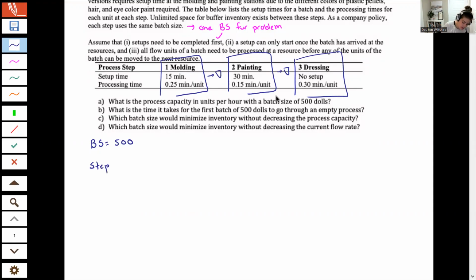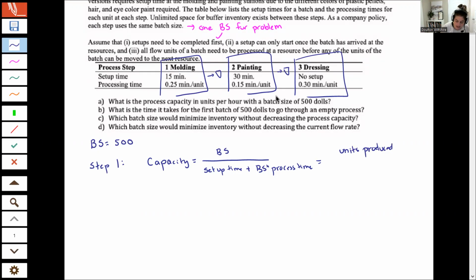So for molding, or step 1, we're going to use the capacity formula for a batching process. That formula is our batch size over our setup time plus the batch size times process time. Remember, guys, all this really is units produced, whatever our batch size is, over that total time to produce them.